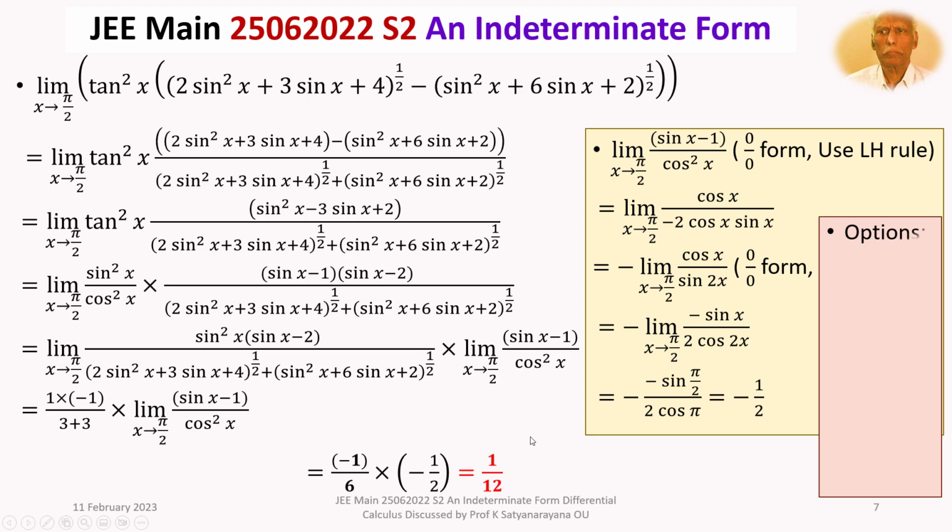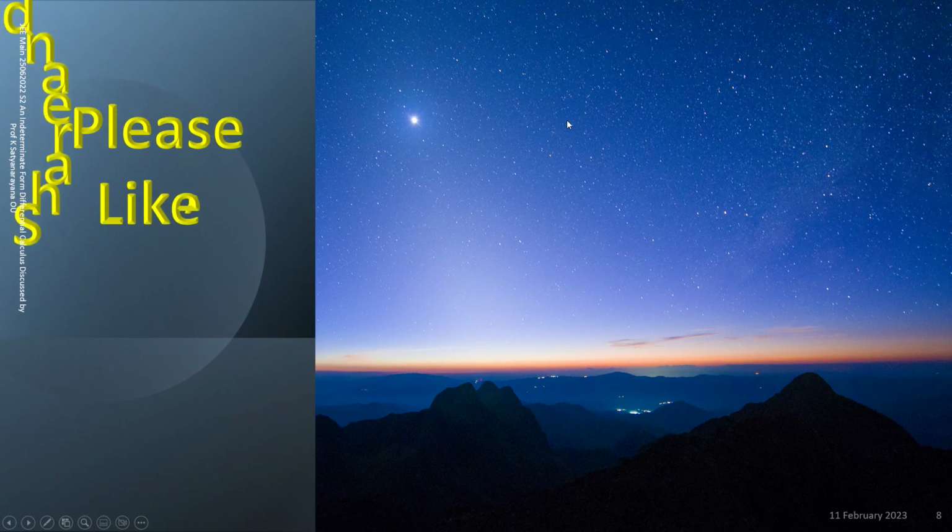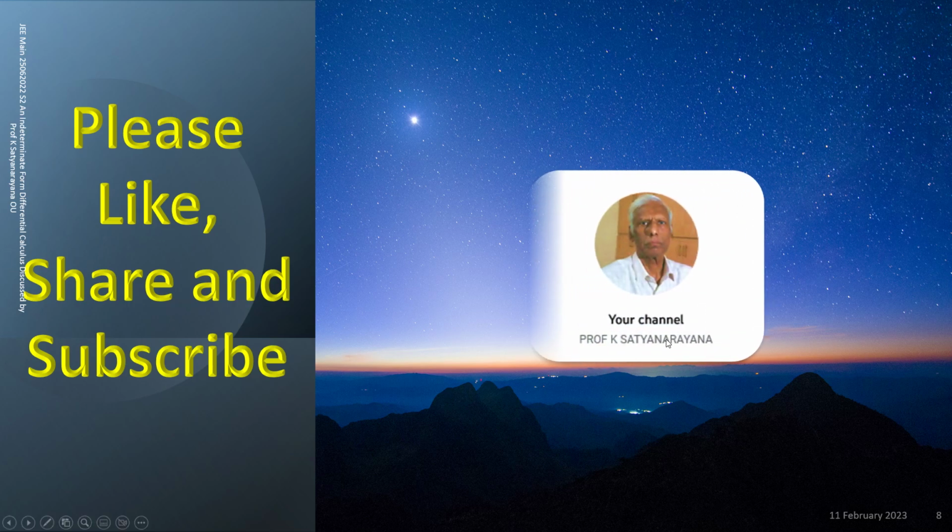Let's look at our options. Our answer 1 by 12 appears against option A. So the answer to this question is option A. That is the detailed discussion of the solution of the problem on a given indeterminate form. I am sure that you have understood the solution of this problem. I wish you all the best. Thank you.